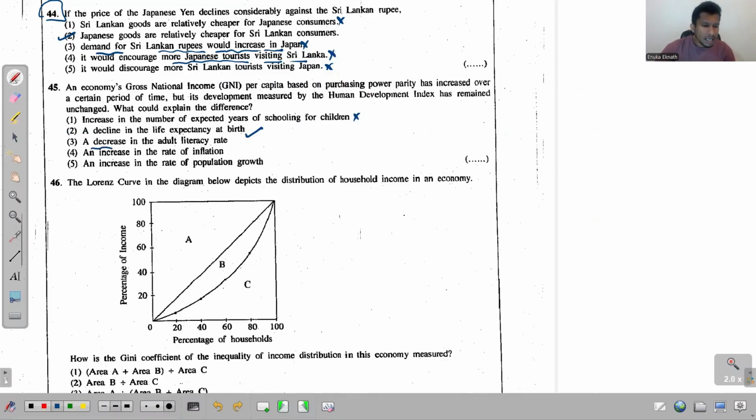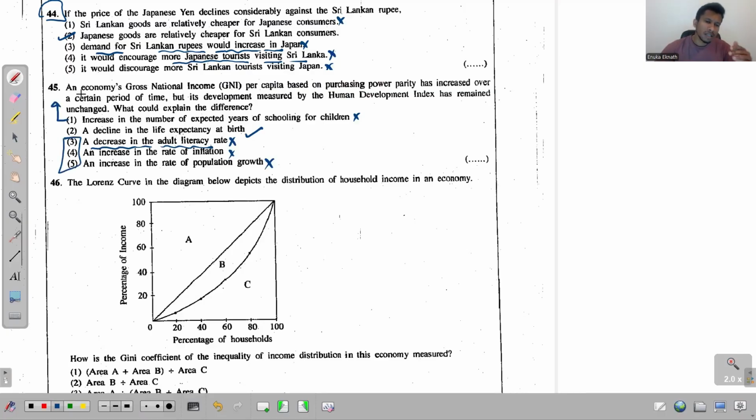Third one, a decrease in the adult literacy rate. See, this is not a consideration when calculating the Human Development Index. The fourth one, an increase in the rate of inflation. Again, not a consideration when calculating HDI. Last one, an increase in the rate of population growth. See, the population growth is not considered in the calculation of HDI.